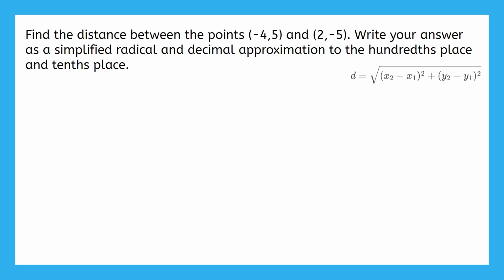Use the distance formula to find the distance between the 2 points listed here. Then, write your answer 3 ways. The first way is as a simplified radical, which will just mean a simplified square root. Also, try writing your answer as a decimal approximation to the hundredths place and to the tenths place. Pause the video now and see how far you can get on your own.